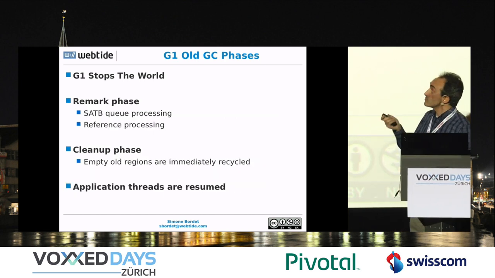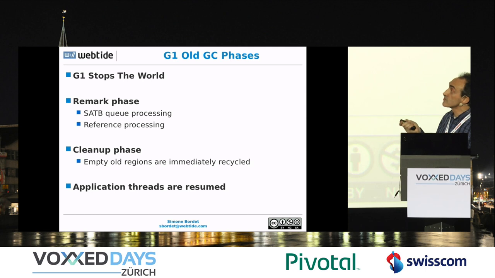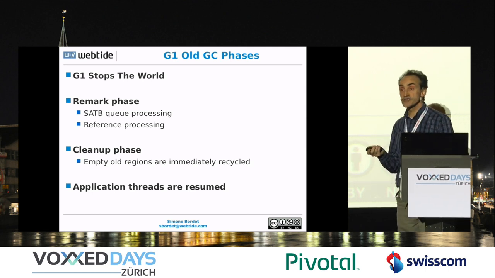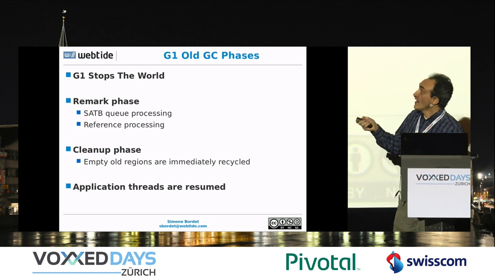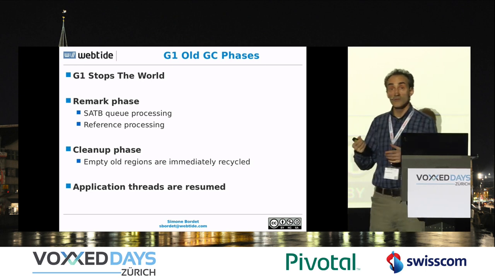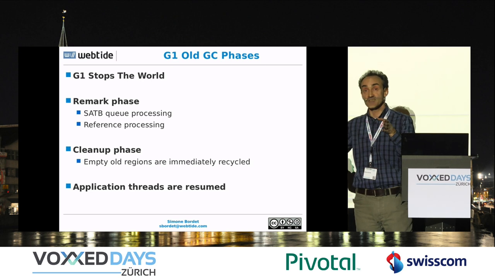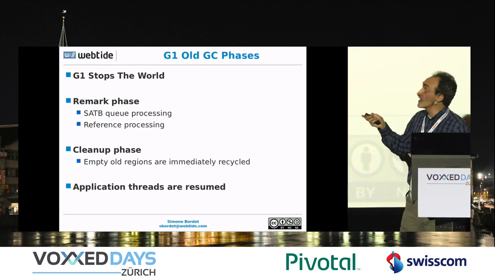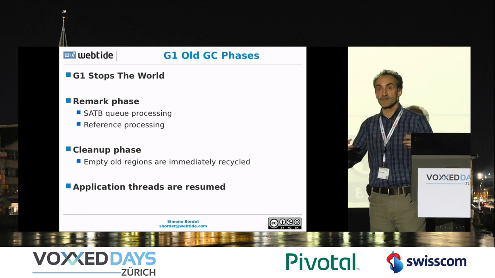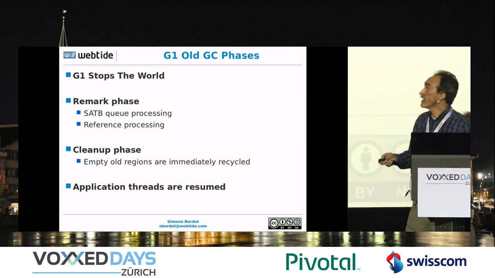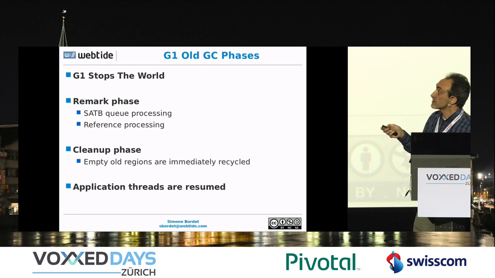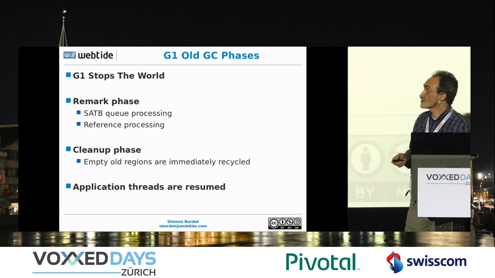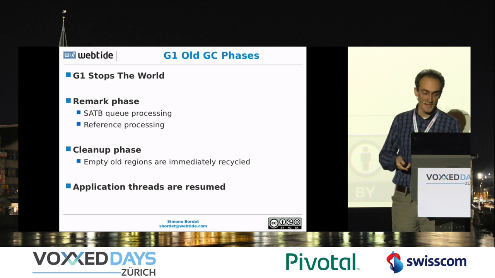And then what it does, it stops the world again and performs what is called the remark phase. During the remark phase, it processes the snapshot-at-the-beginning queue. Remember all those C objects that G1 speculates are alive? Okay, so it processes them. So it follows them again. Maybe they have children, so it navigates them again. And then it processes the references, the typical reference processing, again during a stop-the-world phase.